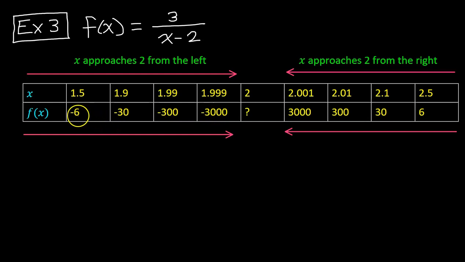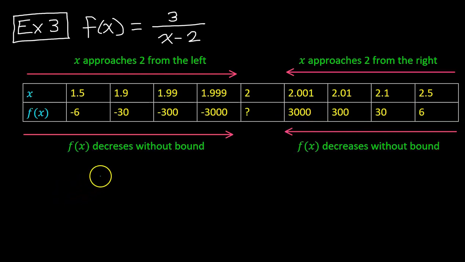So I'm looking at these y values, f of x, and I see that we have -6, -30, -300, -3000. These values are just getting lower and lower and lower. So on this side, we would say that the value of the function is decreasing without bound. It's approaching negative infinity. As x approaches 2 from the right, we see 6, 30, 300, 3000. These values are rising. They are approaching positive infinity. We would say the value of the function is increasing without bound.